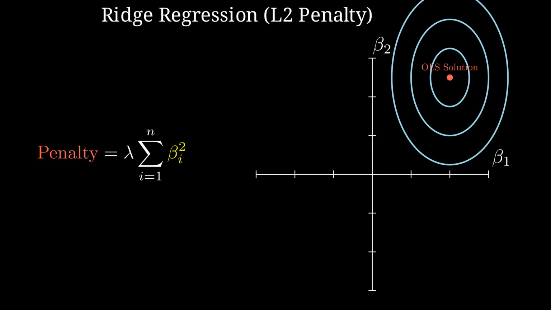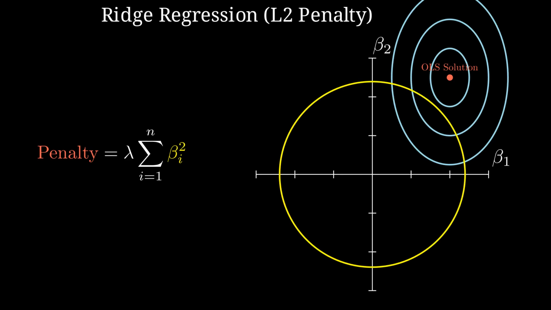Geometrically, we draw contours of the loss, those nested ellipses, and overlay an L2 constraint, a circle. The ordinary least squares solution sits somewhere off-center. When we enforce the circle constraint, the optimal solution is where a contour first touches that circle tangentially. You can see the solution moves inwards. Ridge shrinks coefficients towards 0, but doesn't set them exactly to 0, unless they are already exactly 0. It's great for stabilizing estimates when features are correlated or noisy.